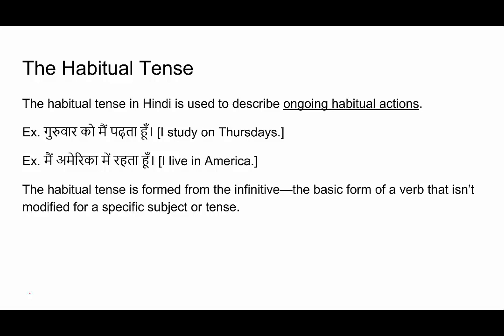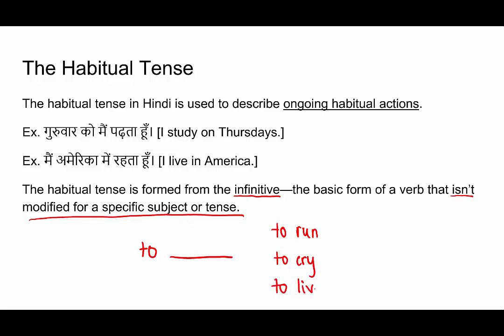The habitual tense form of a Hindi verb is created from the verb's infinitive, which is the form of the verb that isn't altered to agree with a specific subject or tense. For example, in English, infinitives often start with to followed by the action. For example, to run, to cry, or to live are all infinitives. As you can see, these verbs are not in a specific tense, nor do they agree with a specific subject. Hence why they're infinitives.